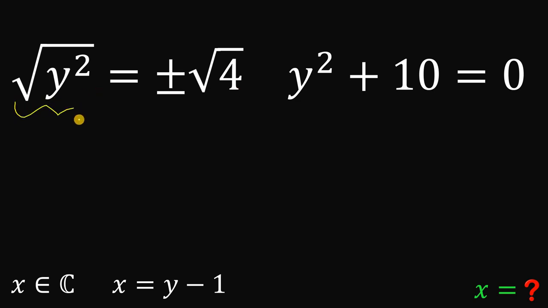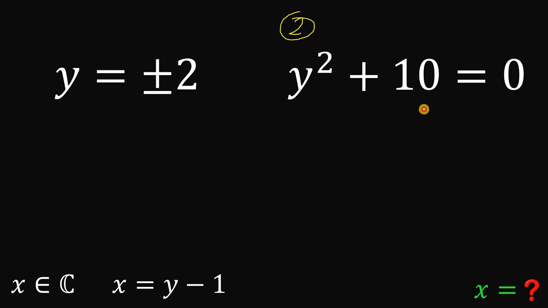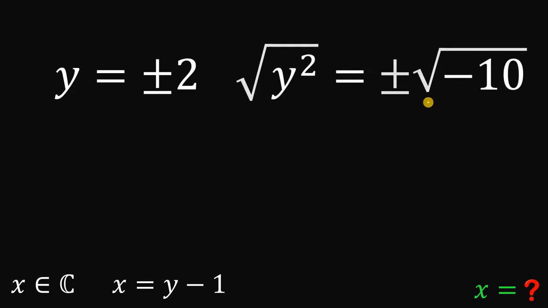Now, the left-hand side of our equation is just y, and the square root of 4 is just 2. So y must be equal to positive or negative 2. Now, how about the second case? Let's subtract 10 on both sides. So we have y squared equals negative 10. Now, let's take the square root on both sides. Again, we have two possible values here: positive or negative square root of negative 10.